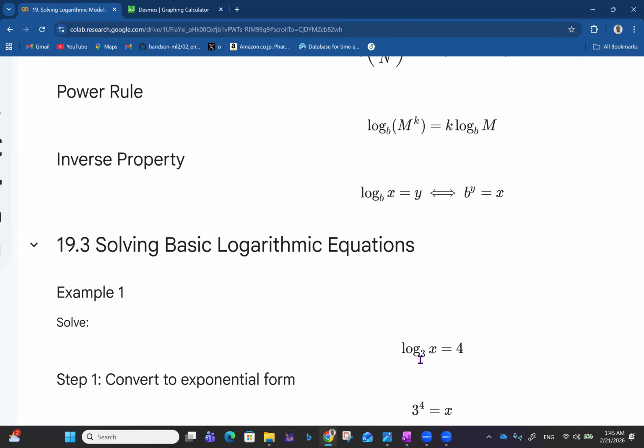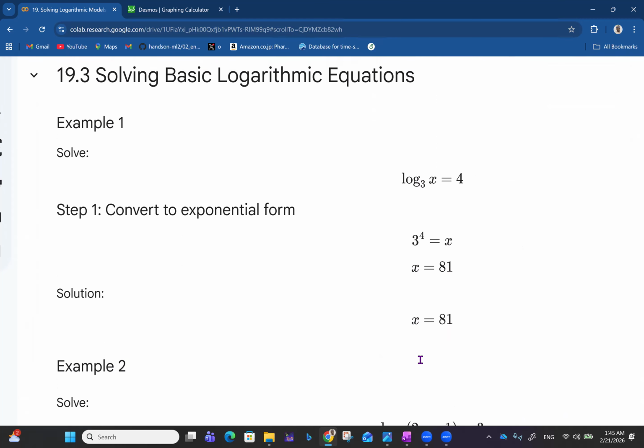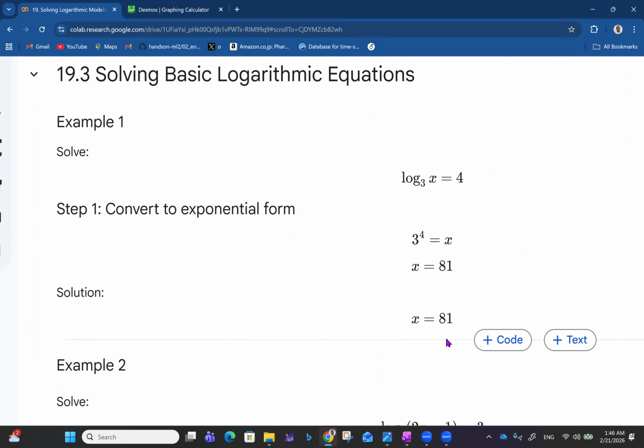Then we have how to solve basic logarithmic equations, which we have done before. This is just a refresher. So solve log x to base 3 equals 4. Convert to exponential form: 3 raised to the power 4 equals x, that means x is 81. So the solution is 81 straight up. Of course, we know that x has got to be positive and 81 is positive, so no worries.